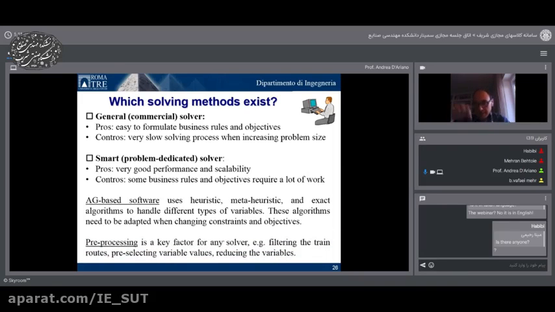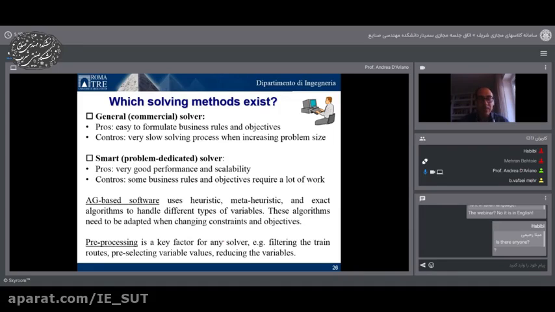Then a key in both cases, general solver and smart solver, is the pre-processing phase. The pre-processing phase is a kind of knowledge that you collect before solving the problem. This knowledge can be about the routing, for example. How can I filter the routes? Do I really need all the routes for all the trains? Some routes might not be useful for solving some specific problem. Or can I pre-select some variables? Can I prefix the values of some variables? Because I know that in the optimal solution, there will always be that value.